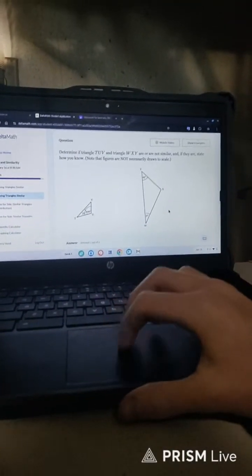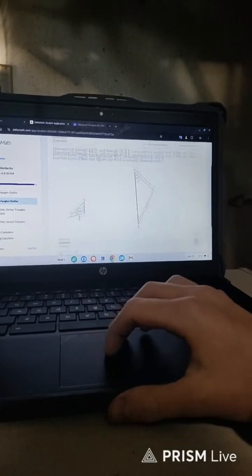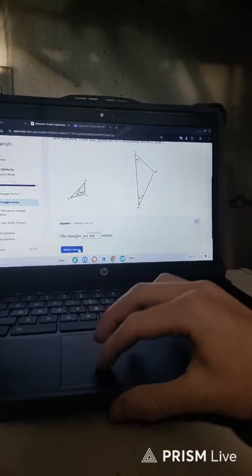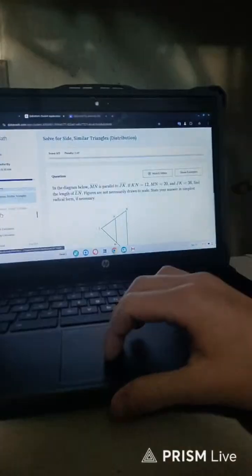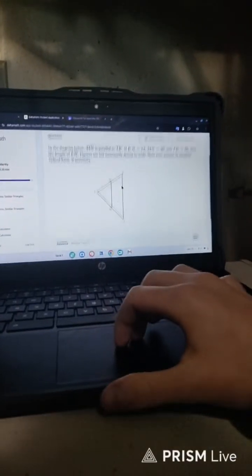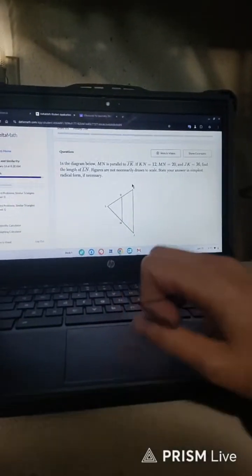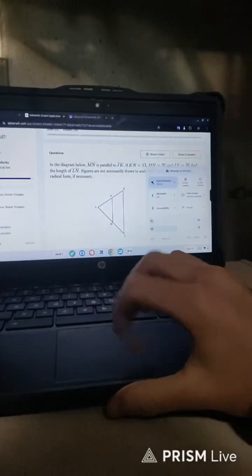Alright, so 31, 45. No, they're not congruent. It wouldn't have made sense if they were congruent. It wouldn't have added up to 106. Well, to 101 for that one.